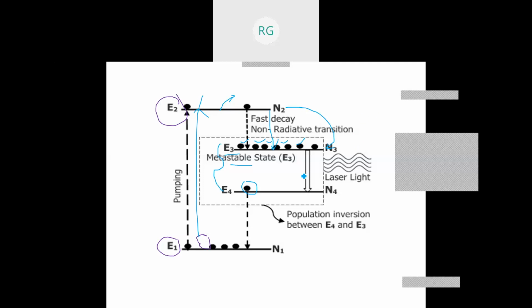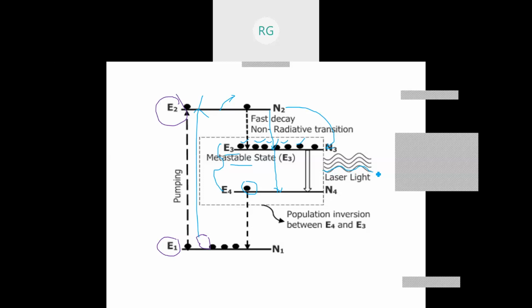But when you come from E3 to E4, the energy difference is large. Therefore, when the atom is falling, it loses its energy in the form of radiation. That radiation will be in the form of a laser.